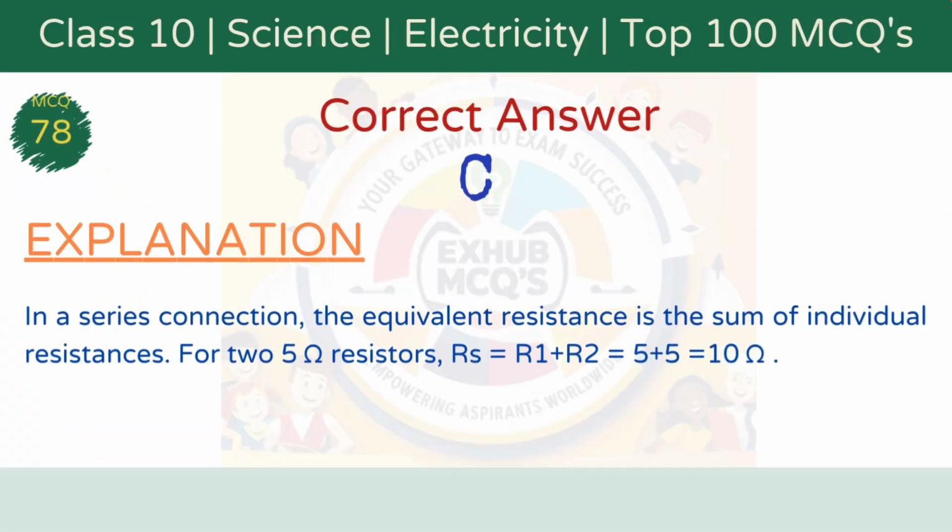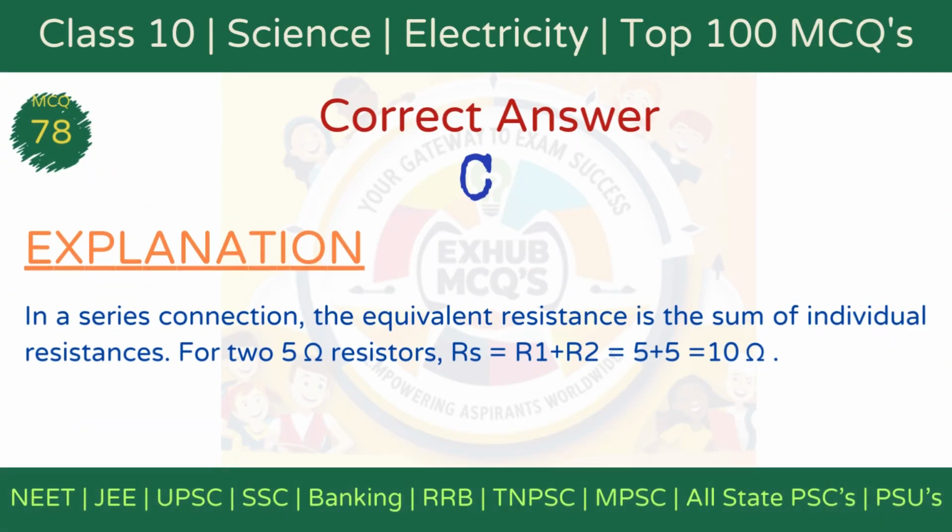The correct answer is option C, 10 ohm. Explanation. In a series connection, the total resistance is the sum of individual resistances. For two 5-ohm resistors, R total equals R1 plus R2, which is 5 plus 5, resulting in 10 ohm.